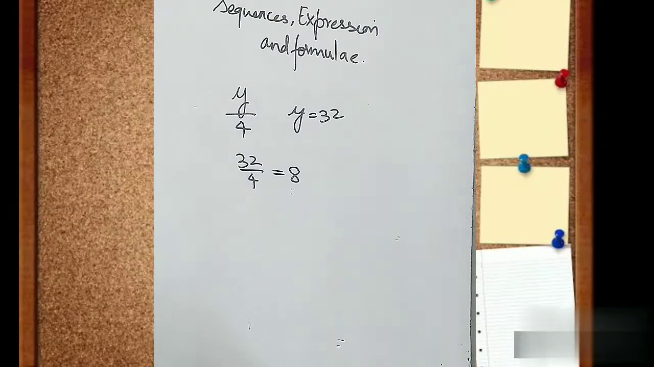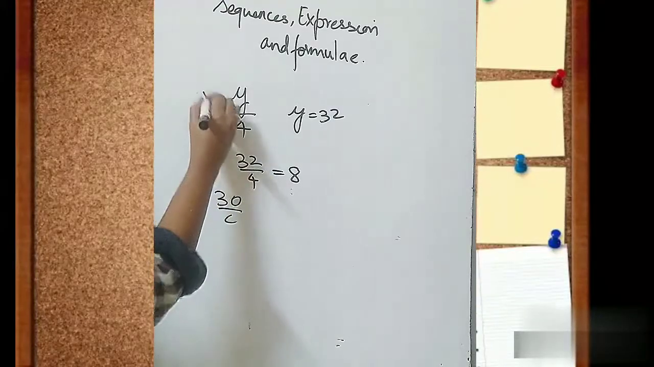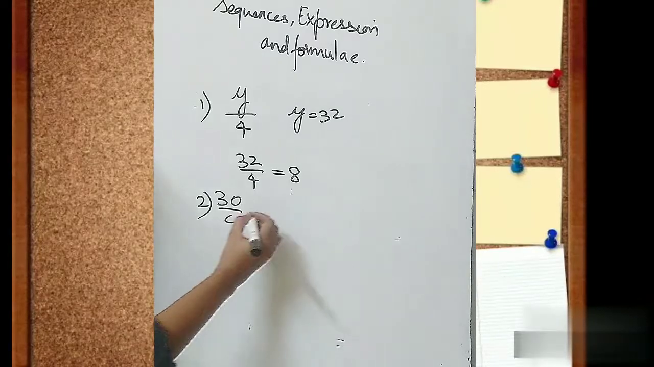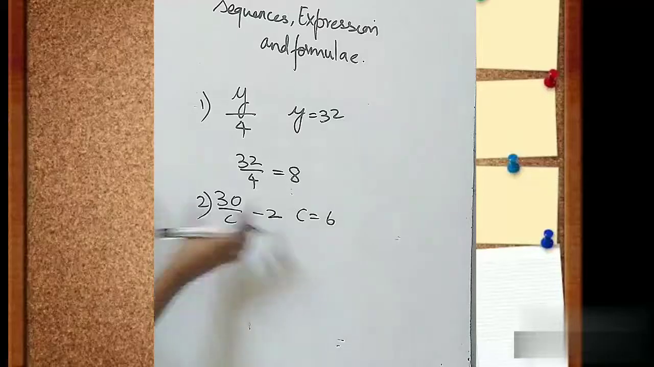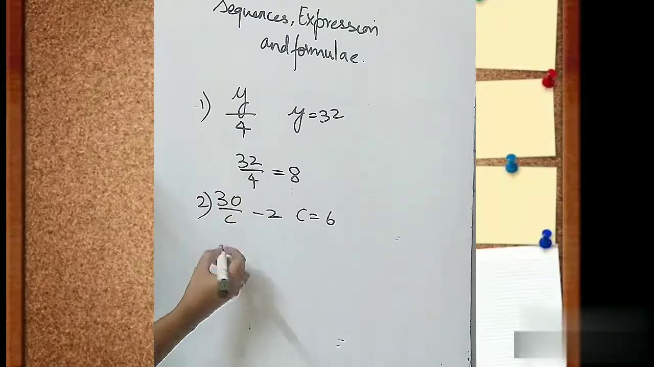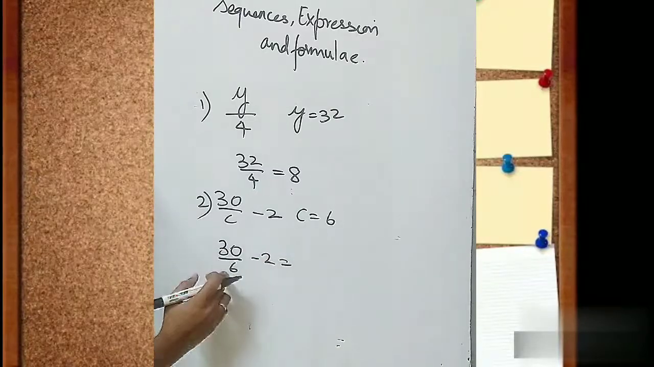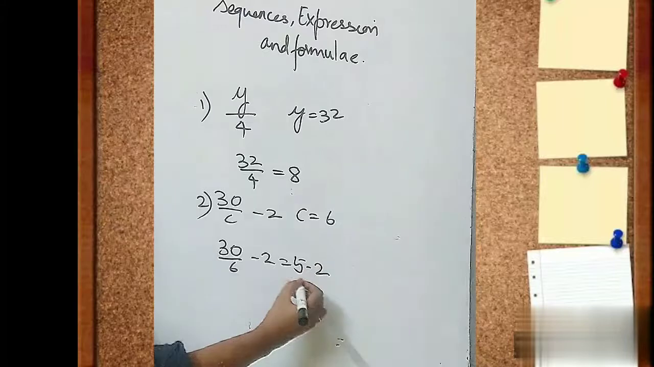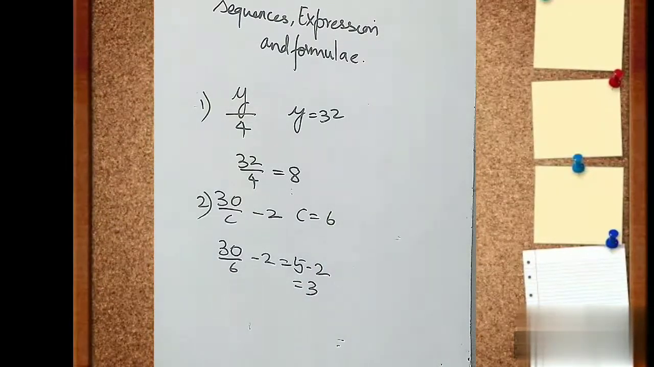Now we'll see the next complicated one. That is 30 upon c. Okay, this is the first sum. This is the second sum. 30 upon c minus 2. Now c is given as 6, student. Now when such things come, first solve this part. 30 divided by 6 minus 2. Now what is 30 divided by 6? It will be 5. 5 minus 2. So that will be 3. So this way you have to solve, student.